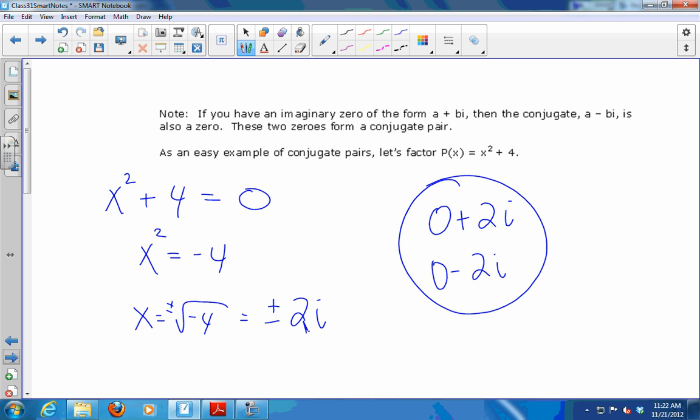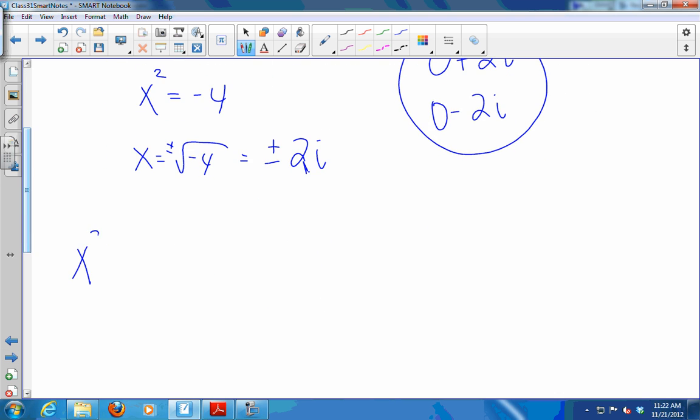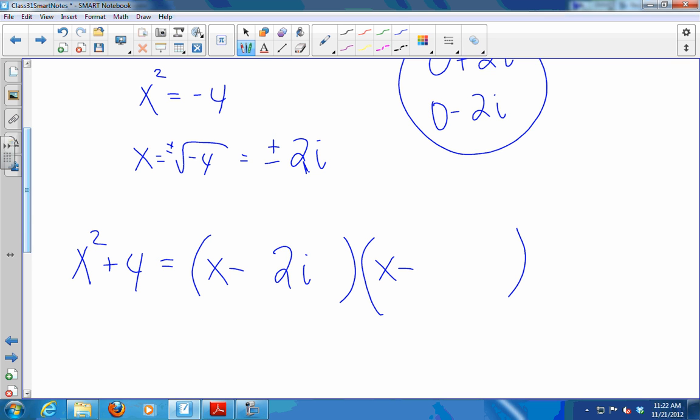So those are the zeros, which means it would factor so then you put in its zeros, right? It's x minus one of the zeros times x minus the other zero. And the zeros are 2i and minus 2i. And instead of writing minus a negative, I'll put a plus.